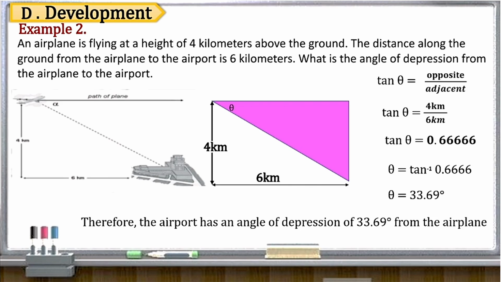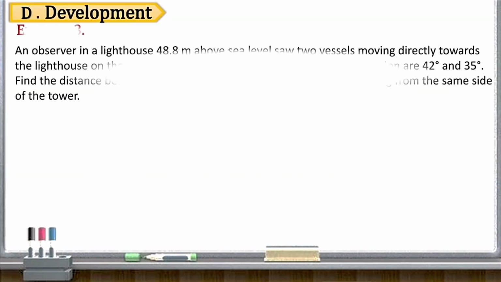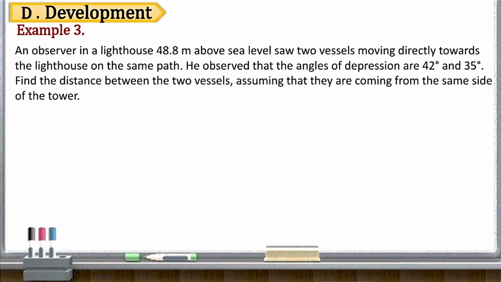For example, number 3, an observer in a lighthouse 48.8 meter above sea level saw two vessels moving directly towards the lighthouse on the same path. He observed that the angles of depression are 42 degree and 35 degree. Find the distance between the two vessels assuming that they are coming from the same side of the tower.